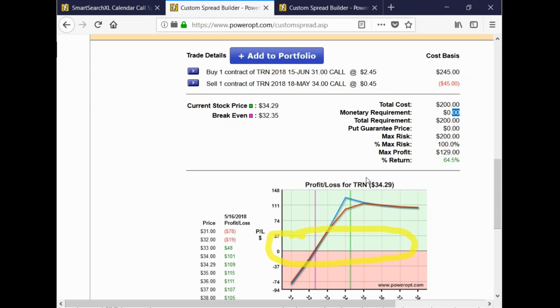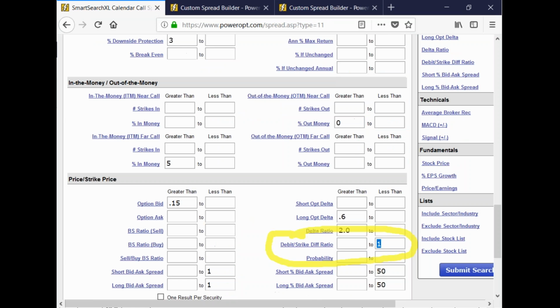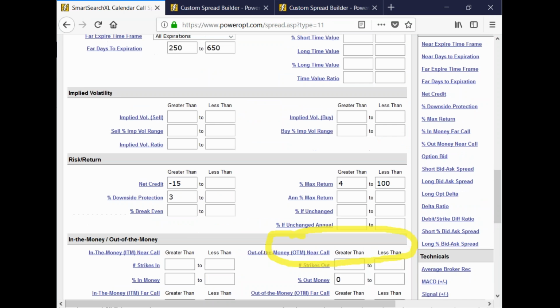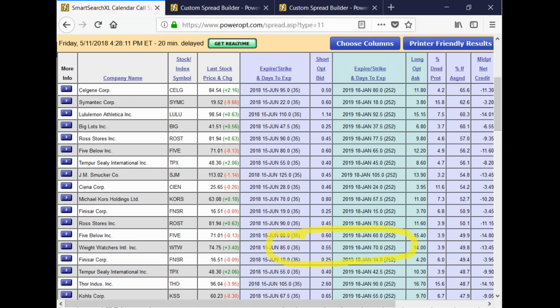So if I'm assigned early, as we saw in the case where it might happen to me on Trin, the stock's at 34.29, I've got the May 18 34 call. So if I get early assignment and my broker exercises the long to deliver the short, I'm at least getting more than the initial net debit back. Okay, and that's the filter that we use here, the debit to strike difference ratio, to make sure that all of those positions have that.